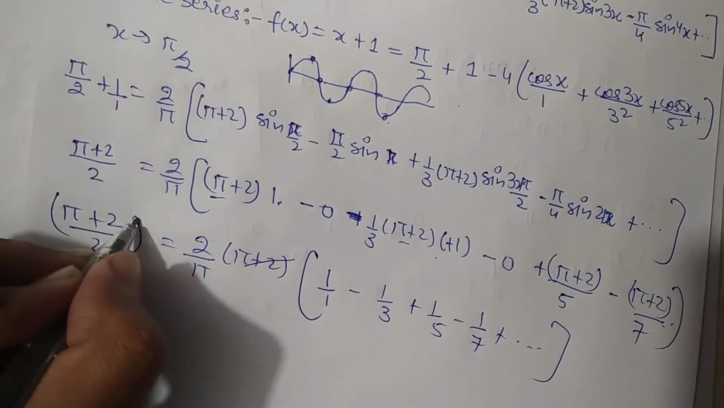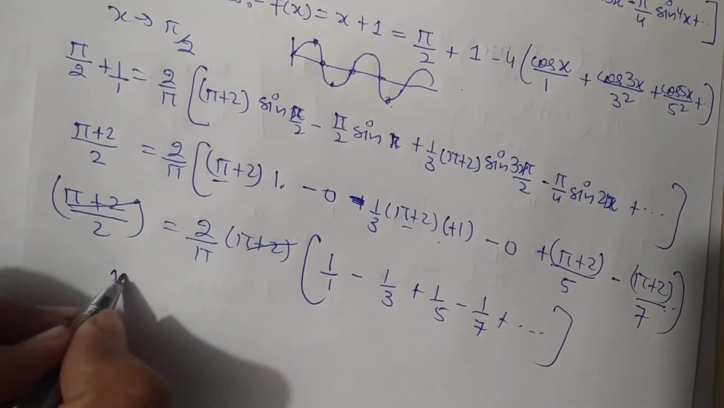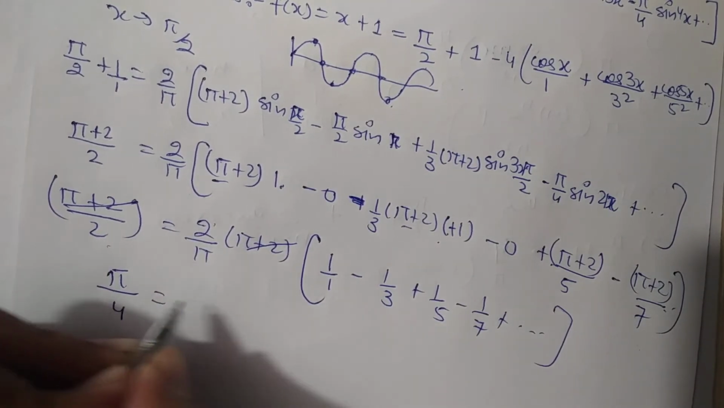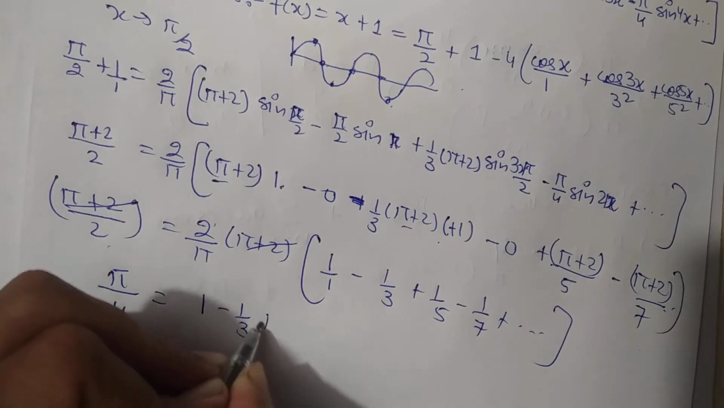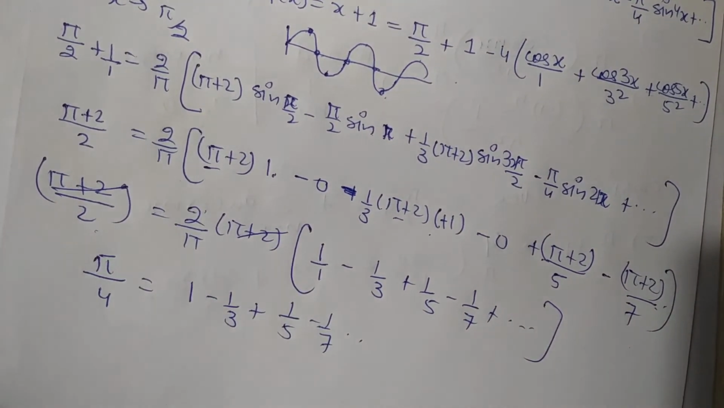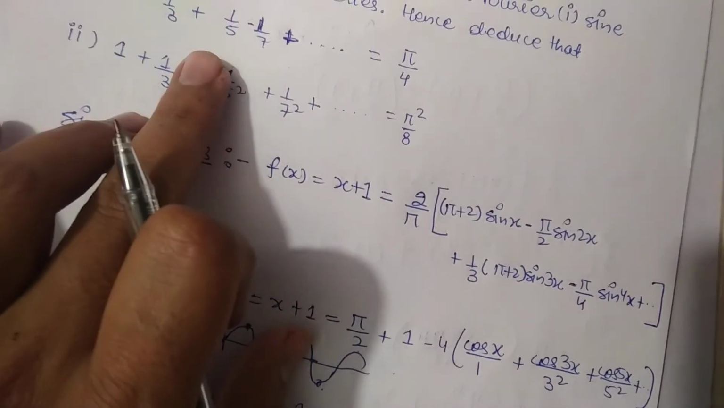Pi by 2 will cancel out pi by 2, pi will move to that side, and divided by 2 will move to that side. Pi by 4 will equal 1 minus 1 by 3 plus 1 by 5 minus 1 by 7, up to infinity. So we proved the first relation.